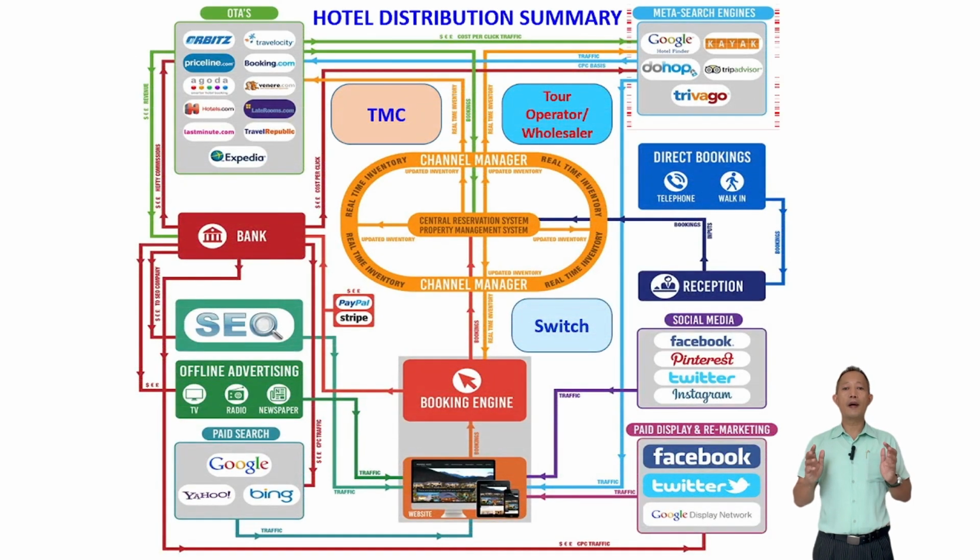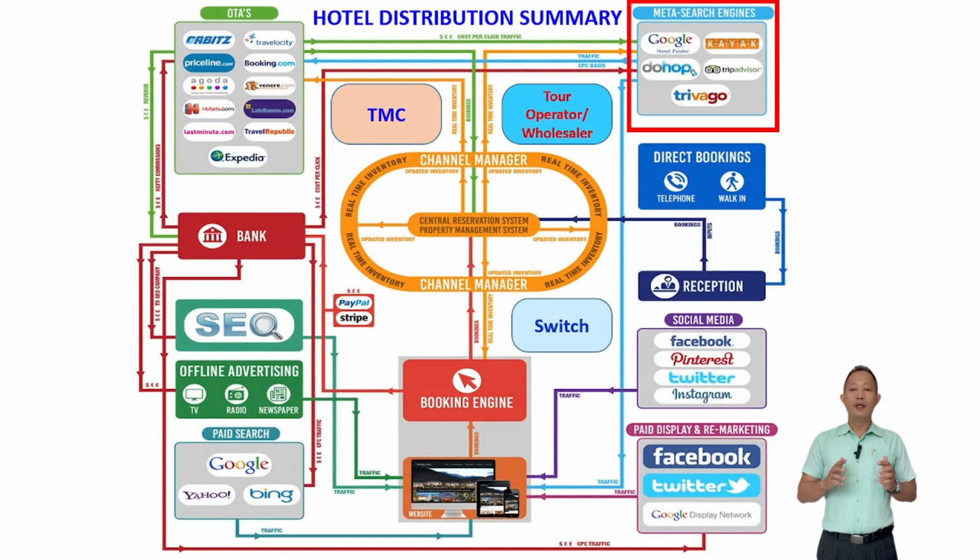We already talked about meta-search. If you go to Google, Trivago, Kayak, and so on, we have this meta-search which collects all the data from different business units and gives us the analysis and comparison in terms of price of the same product to make our choice easier.